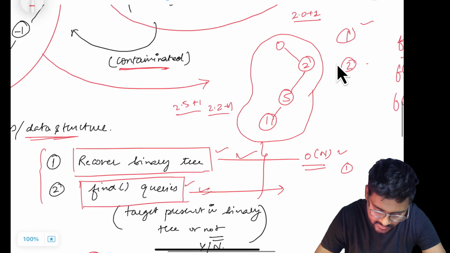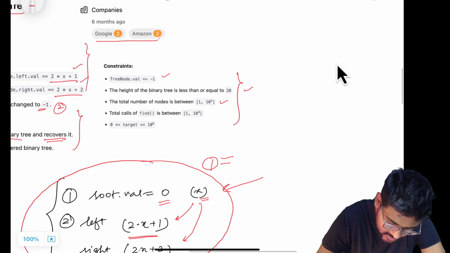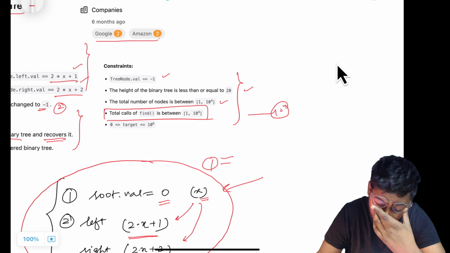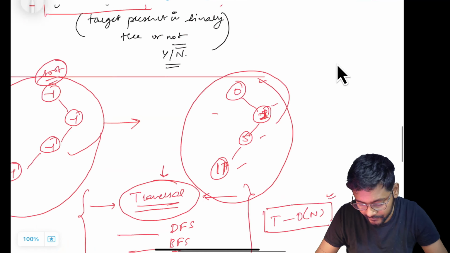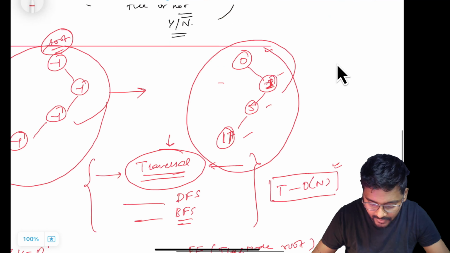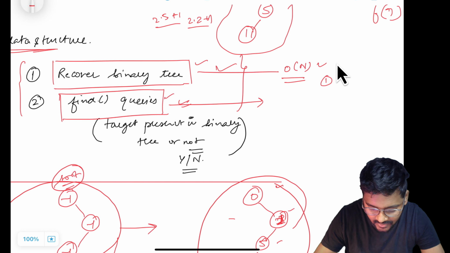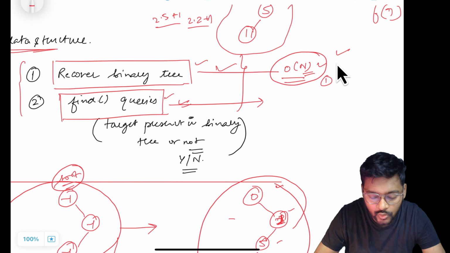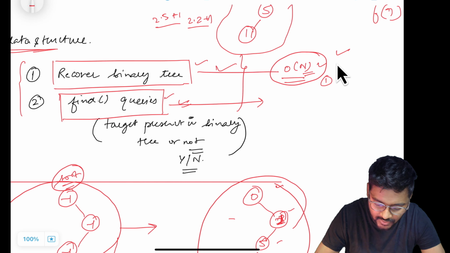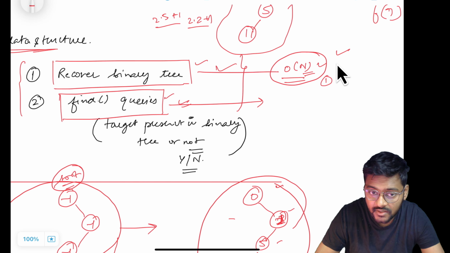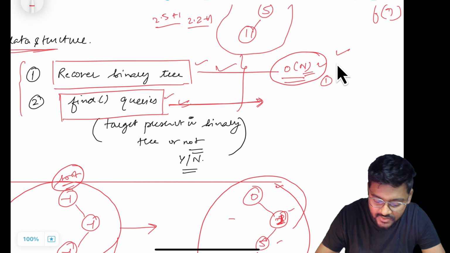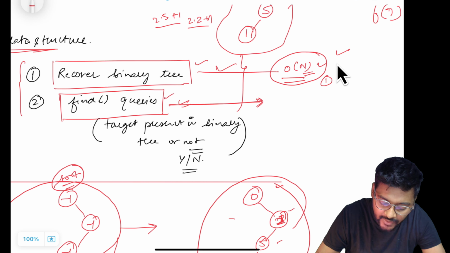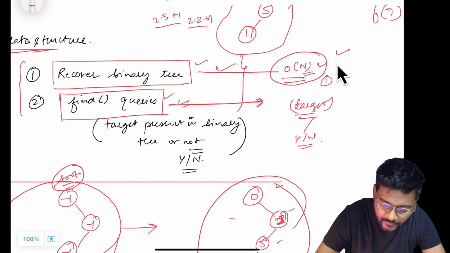But what about the find queries? In the constraints, they are also saying that the total number of find queries will be in between 1 to 10 power 4. So maximum 10 power 4 find queries we can have. So my first step was recovering the binary tree. That is done. Order of n time. At least we have to go to every node, and we are just giving order of n time. So we can't do better than this. So that is fine. Only one time it is there because it was in the constructor. And now find is a separate function, and a find query is something that checks whether the target is present in the binary tree or not. Yes or no.